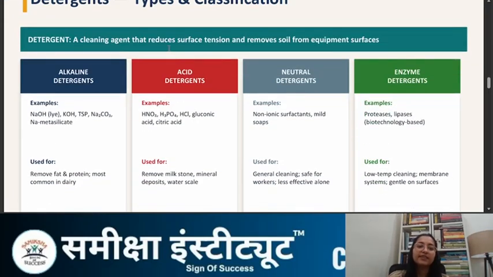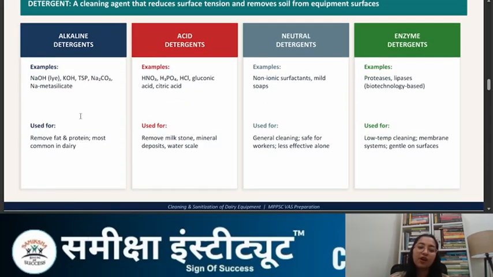Classifying these, first are the alkaline detergents. What are alkaline detergents? Sodium hydroxide, potassium hydroxide, sodium carbonate, all of these are used to remove fat and protein. Alkaline detergents are the most commonly used detergents in dairy plants. Second are the acidic detergents. Like we studied earlier, acidic detergents dissolve milk stones, so they are important for removal of milk stones in the dairy plant.